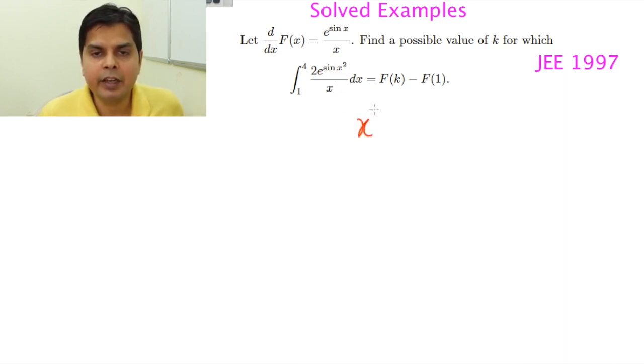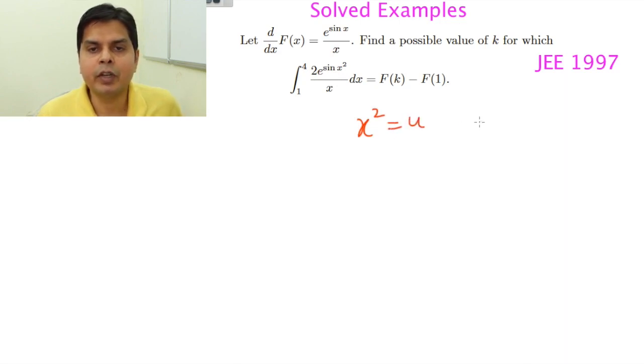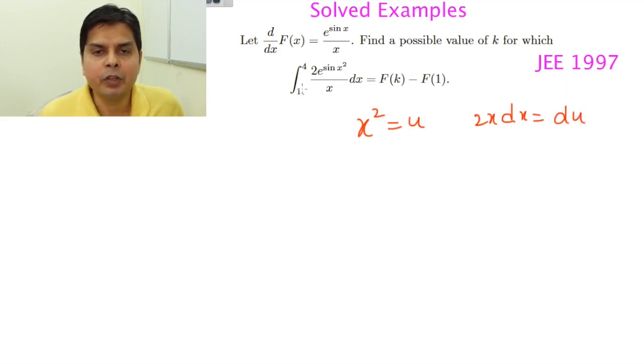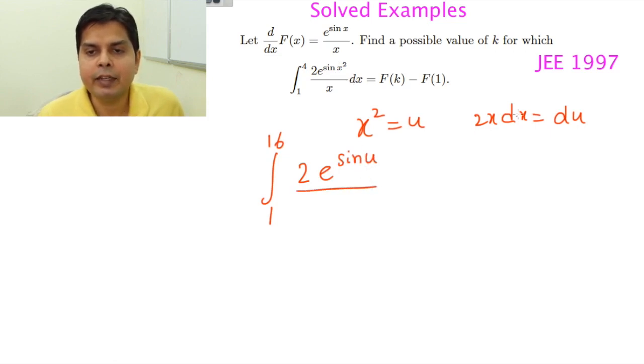So let's say that x square is equal to u. Then what can I write? 2x dx will be equal to du. Now x square is equal to u, so when I use the u variable, the lower limit will become 1 and the upper limit will become 4 square, which is 16. Now this is 2. e to the power sin x square will become e to the power sin u. Now if I take x dx, it will be du by 2.